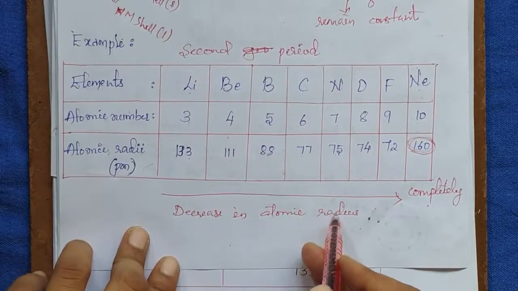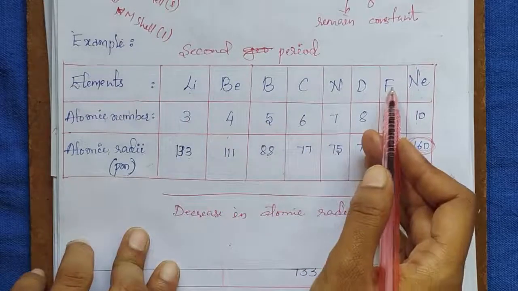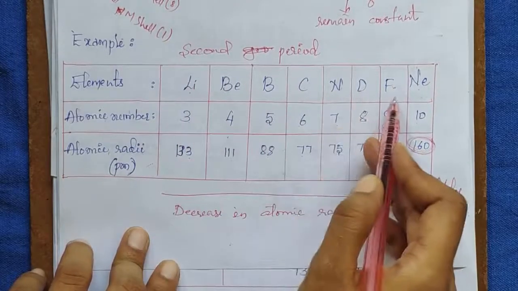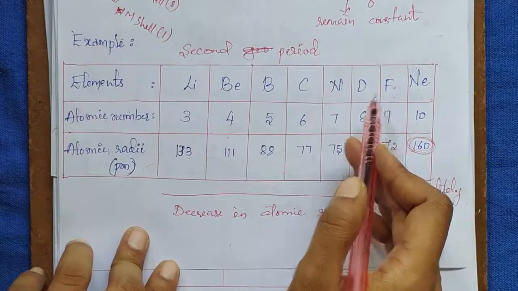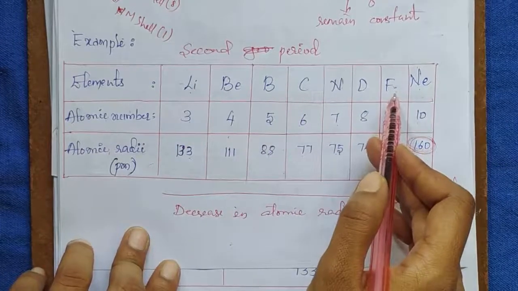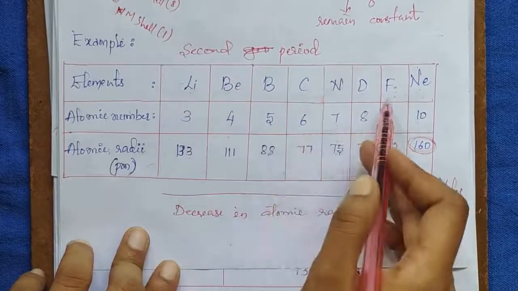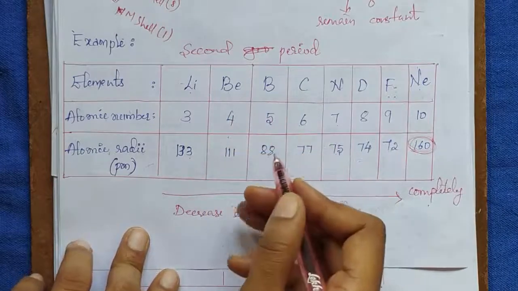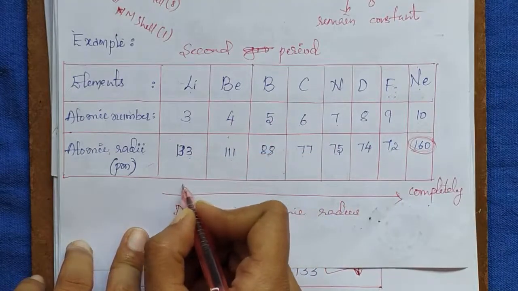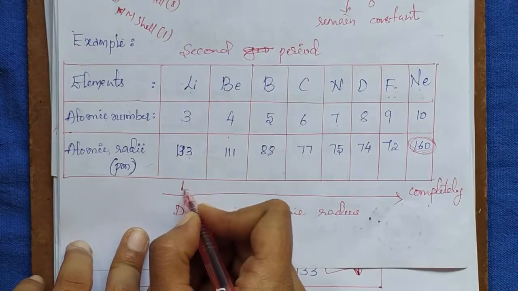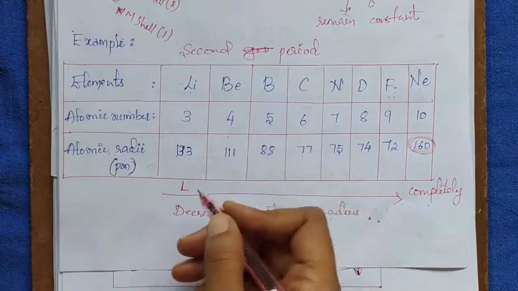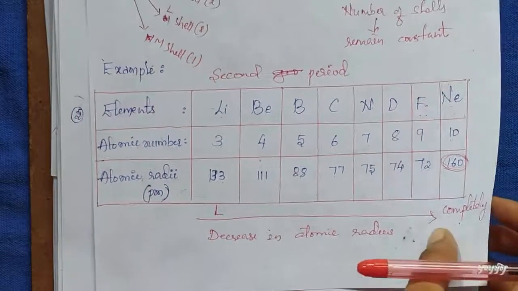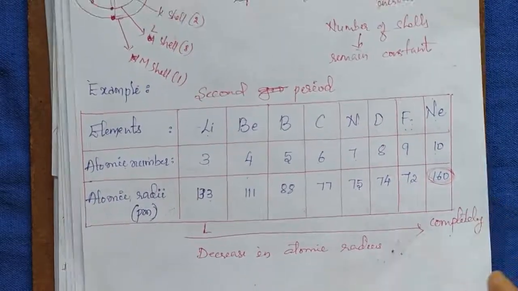This decrease in atomic radius as we move from lithium to fluorine is due to two factors. One is that nuclear charge increases from lithium to fluorine, and one more reason is that the last electron is being added to the same shell. The last electron is added to the L shell. In all the cases the last electron is added to the L shell only, so there is no increase in the size. This is about the atomic radius.